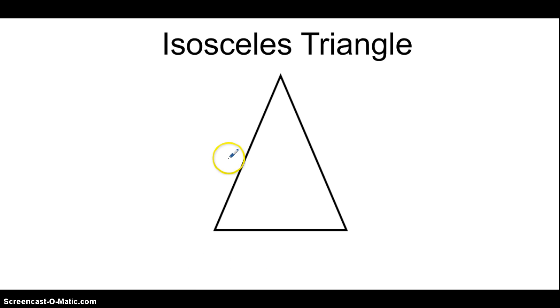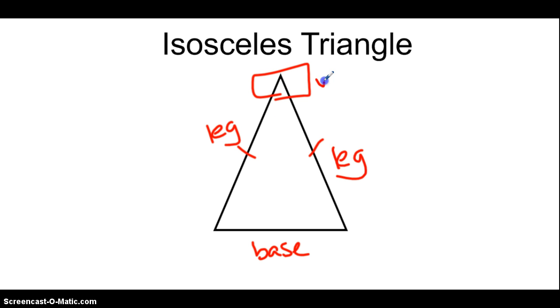So I'm going to mark my two sides. Let's say this isosceles triangle has exactly two sides congruent. We know that the congruent sides are called the legs, and the non-congruent side is called the base. The legs intersect at a point known as the vertex angle, and then there are two base angles.